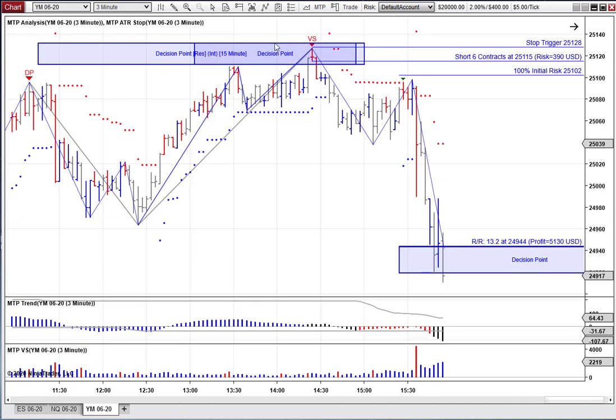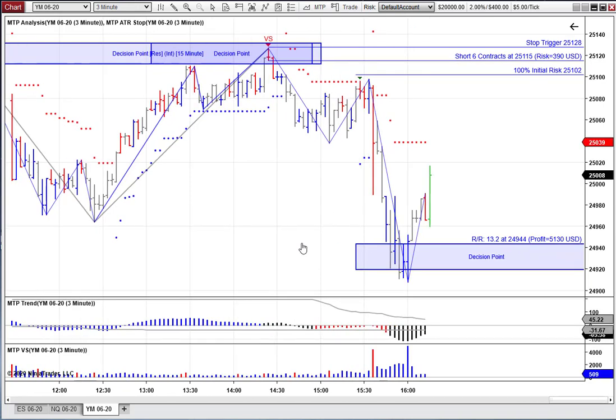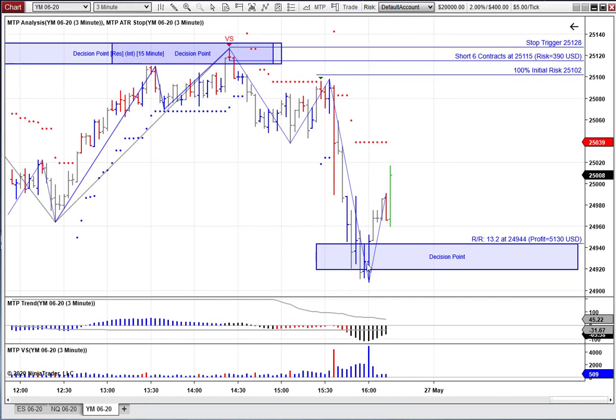This normally unfolds at our decision point level, so we were there ready for that level in advance. And as you can see, the market did indeed go down. Here was our projected target, and if I scroll forward, that was pretty much the low of the day there. As the market went down, the potential profit was 13R, or 13 times the initial risk.